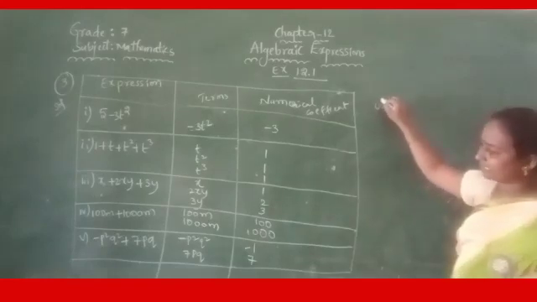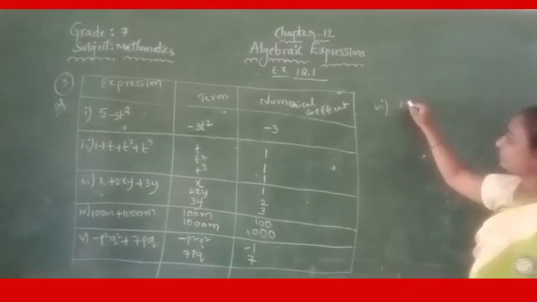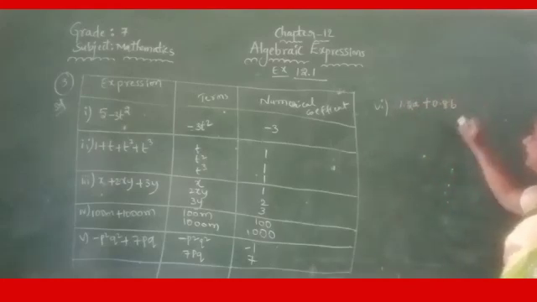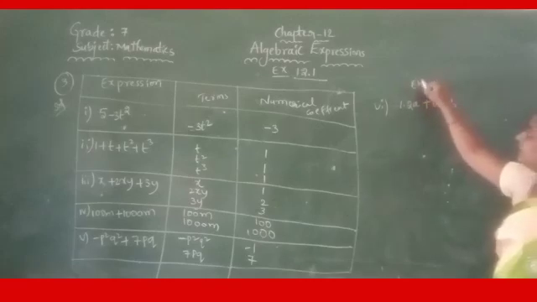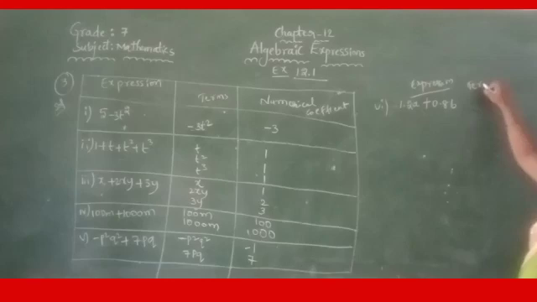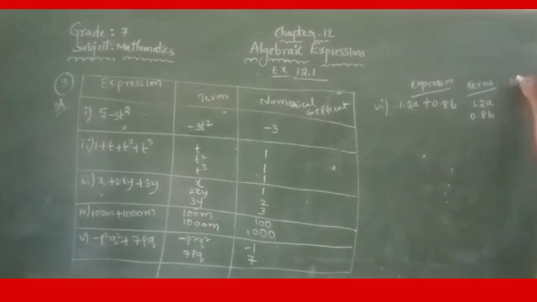So the sixth one. That expression is 1.2a plus 0.8b. So this is an expression. Try to tell me what are the terms here. The terms are 2 terms: 1.2a and 0.8b. What is the numerical coefficient? The coefficient of a is 1.2. The numerical coefficient of b is 0.8.